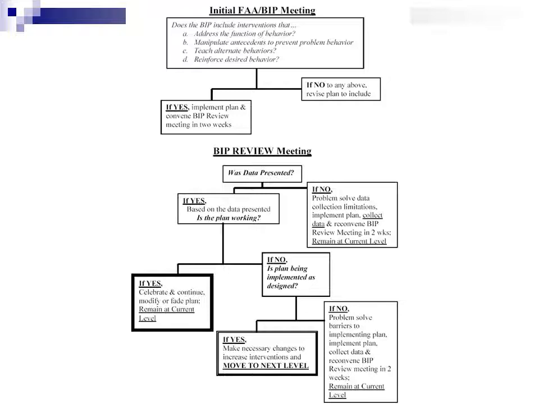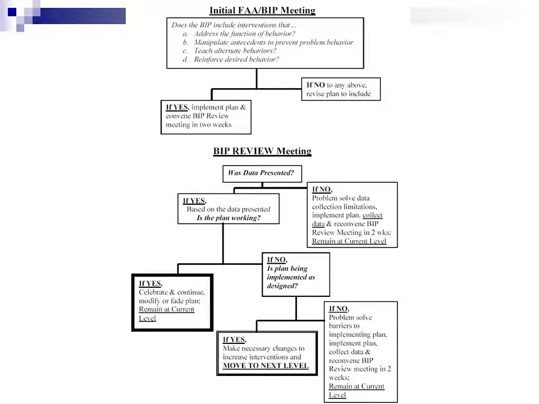This is a flow chart that summarizes some of the things we've been talking about. First of all, you have the initial functional assessment behavior intervention plan meeting. And the questions are, does the behavior intervention plan include interventions that address the function of the behavior? Does it manipulate antecedents to prevent the problem behavior? Does it teach alternative behaviors? And does it reinforce desired behavior?